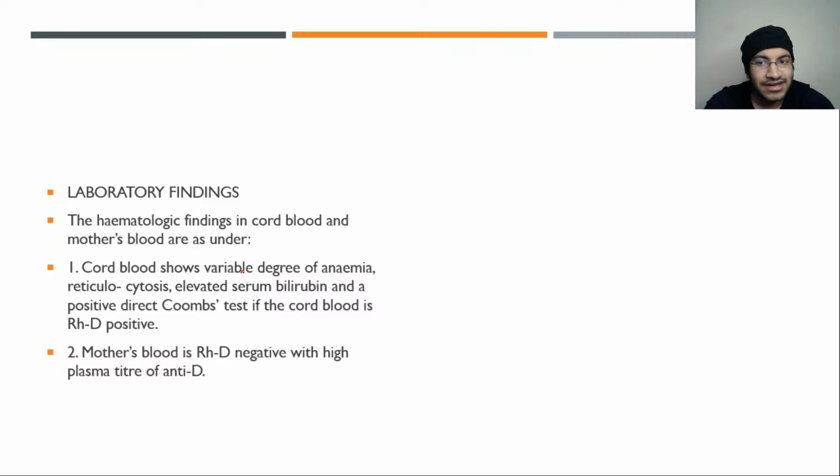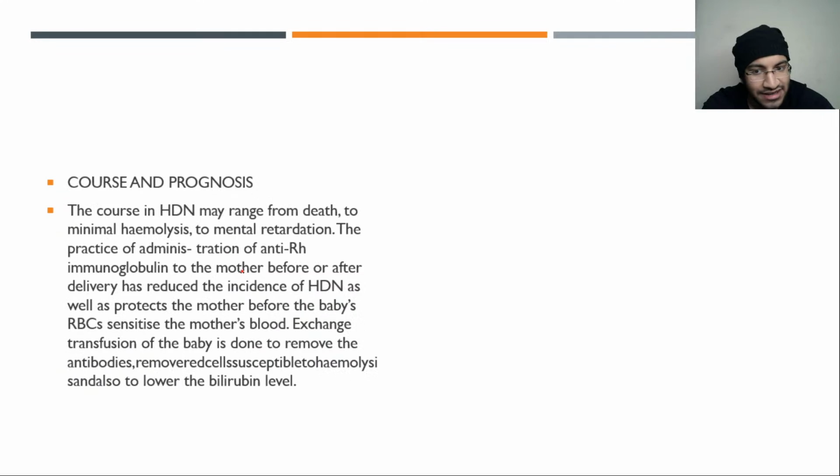Then laboratory findings. The hematologic findings in the cord blood and the mother's blood are as under. Cord blood shows variable degree of anemia, reticulocytosis, elevated serum bilirubin, and a positive direct Coombs test if the cord blood is RhD positive. Then the mother's blood is RhD negative with a high plasma titer of anti-D.